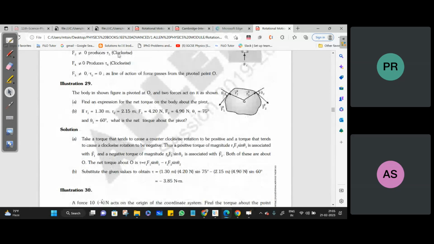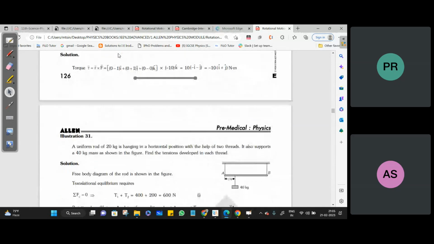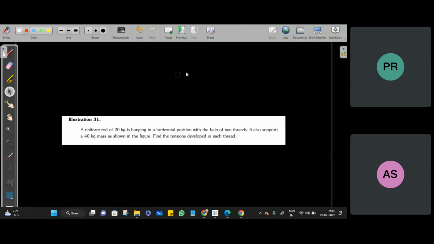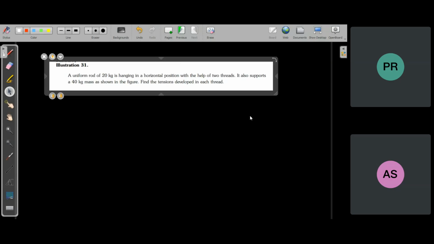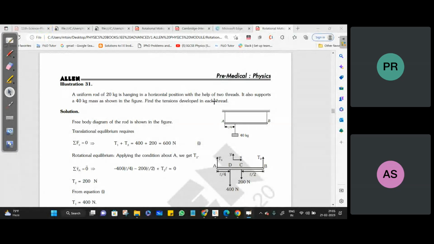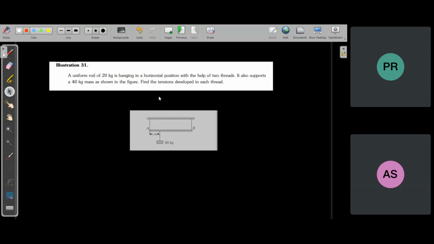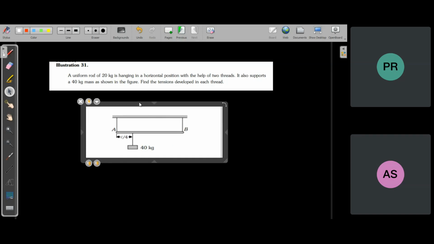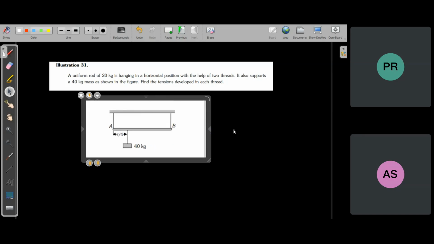You can try this question. I will give you the diagram also. Try this question, and you can ask any doubt if you have in concept. Just write down the equations and tell me the equations. That's it.